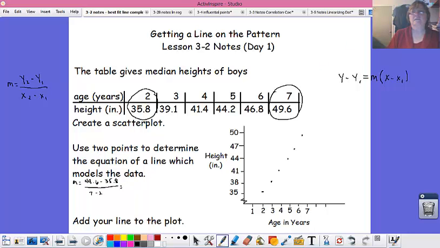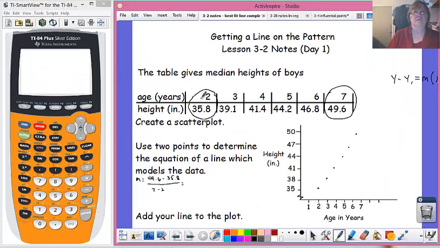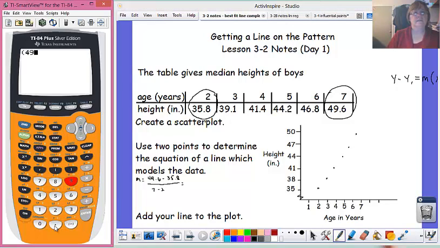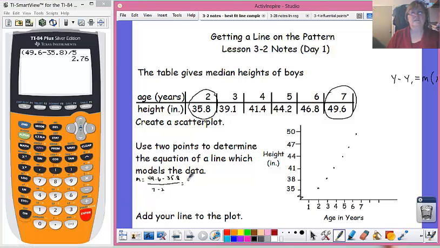I want to get my calculator up here because we're going to do a little arithmetic. 49.6 minus 35.8, all divided by 5. I can do that part in my head. The slope of our line is 2.76 inches per year. That's what the slope is telling us: the number of inches that a boy grows in this particular scenario per year. So almost 3 inches per year.